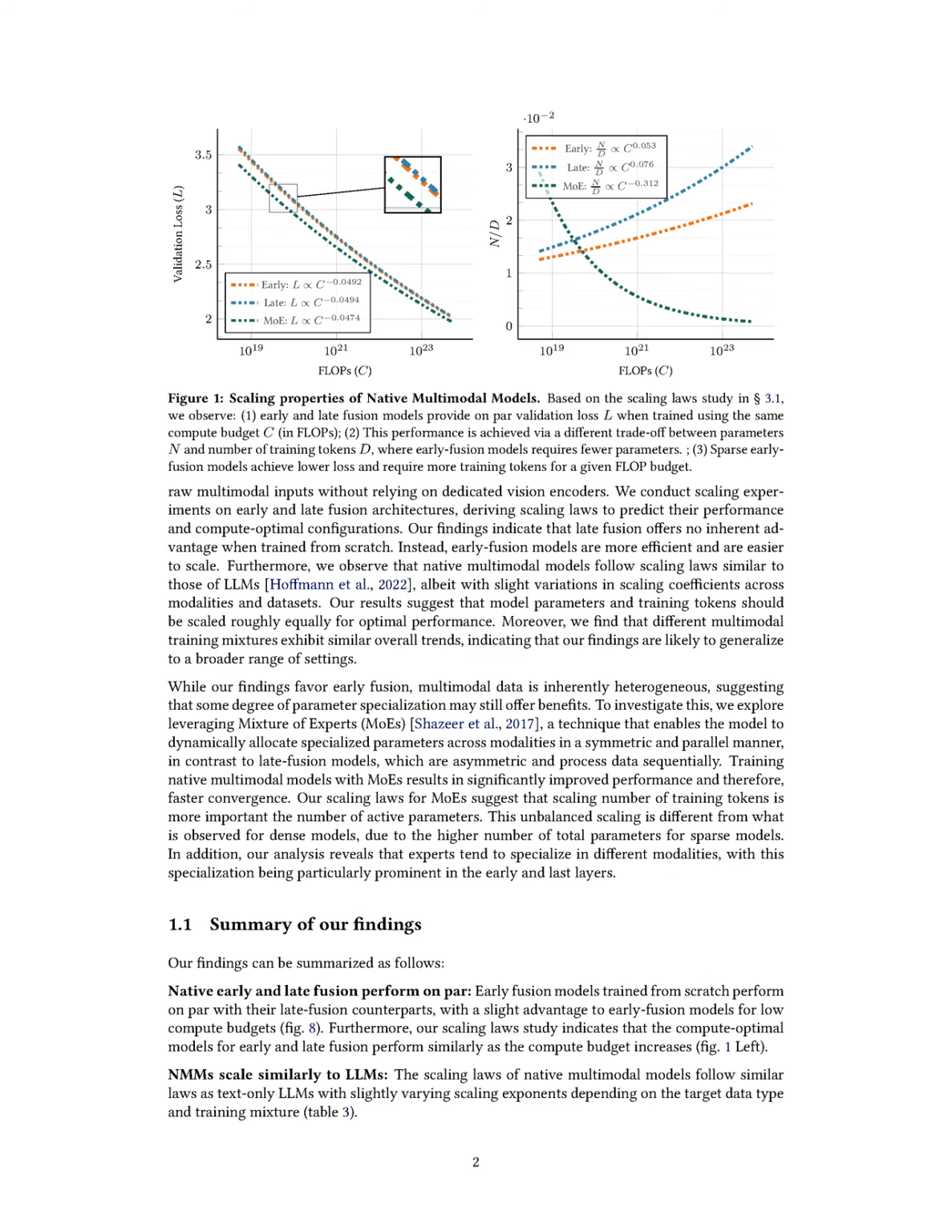Our model addresses the inefficiencies and limitations of late fusion architectures in multimodal learning by demonstrating that early fusion models, which process raw multimodal inputs from the outset, can achieve comparable performance while being more efficient and easier to scale. Specifically, we found that late fusion models require a higher parameters-to-data ratio and do not offer inherent advantages when trained from scratch, as evidenced by our scaling experiments.